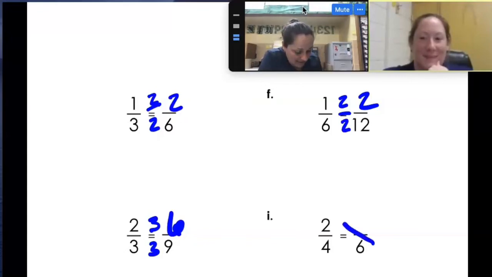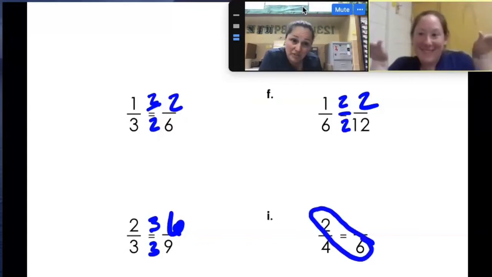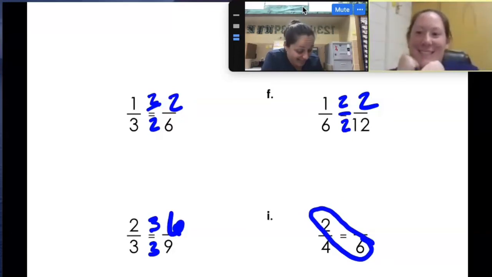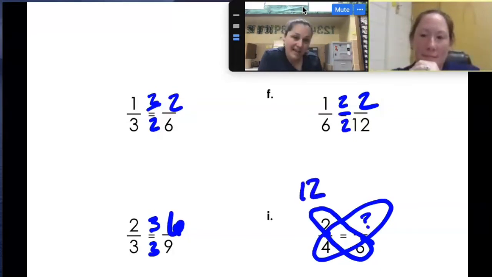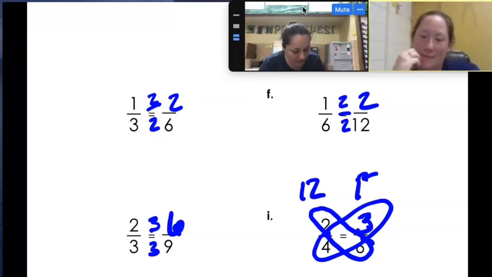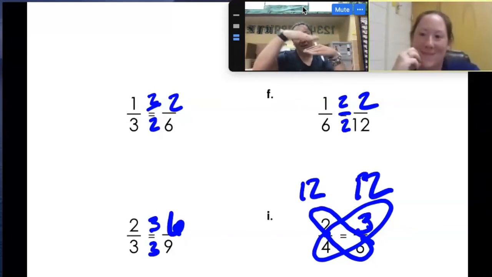So I know that 6 would multiply by 2, my butterfly, and 4 times what? So 6 times 2 is 12, and 4 times what gives me 12? I can skip count that so easy. Ready? Here we go. 4, 8, 12. So this is 3. 4 times 3 is 12. And they are equal.